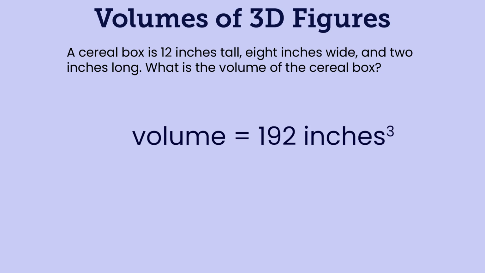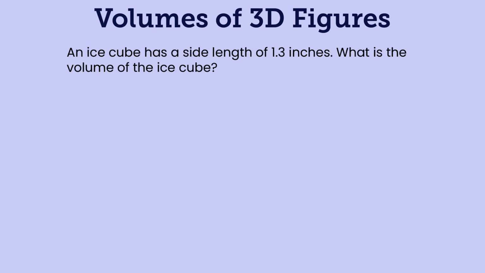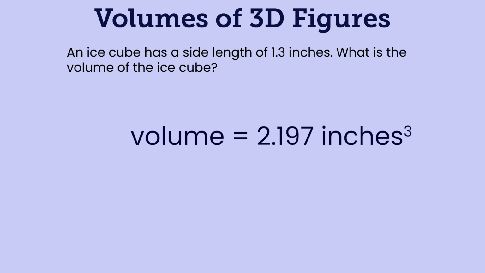Now let's try another problem. An ice cube has a side length of 1.3 inches. What is the volume of the ice cube? To find the volume, start with the volume formula for a cube, which is volume equals length cubed. Now, find the length of a side of the cube and insert that value into the formula. The problem states that the ice cube is 1.3 inches long, and since 1.3 cubed is 2.197, the volume of the cube is 2.197 cubic inches.